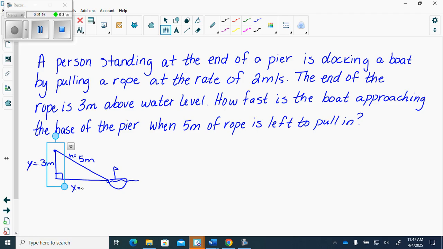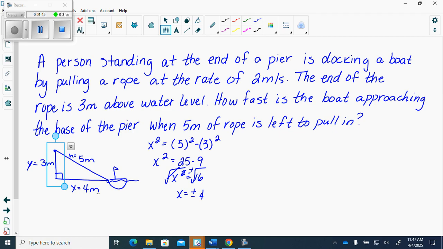Right. So we're gonna have x squared equals 5 squared minus 3 squared. X squared equals 25 minus 9. X squared equals 16. Square root, plus or minus, x equals plus or minus 4. It is an actual distance, so it's going to be 4, right? Meters.